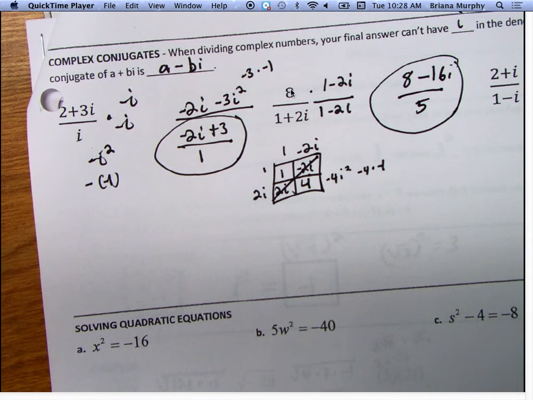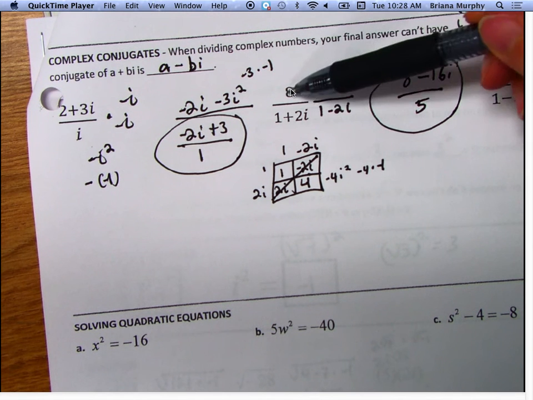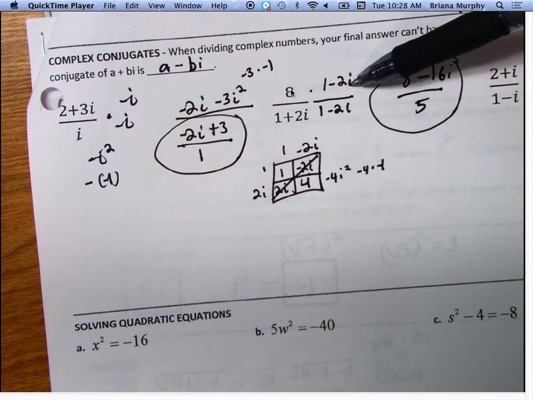Weird, huh? Lots of steps. On the homework tonight, there are like 3 or 4 of these. Okay, you ready for the next? No. Should I go over this one again first? Okay. Are we okay with the top? We just distributed the 8. 8 times 1 and 8 times negative 2i. Okay, stop me when you get confused.